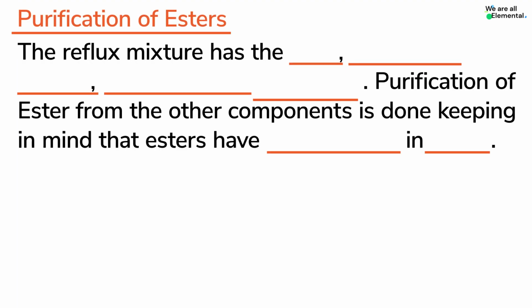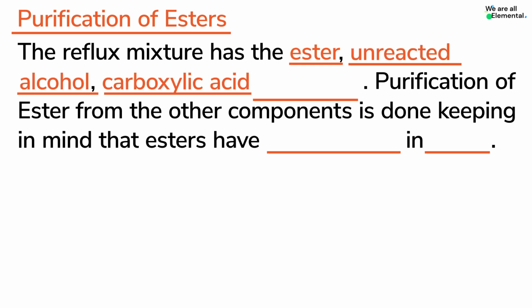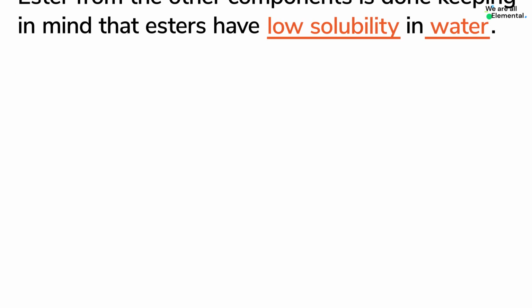Once the ester is prepared by the reflux method, it has to be purified. The reflux mixture has the ester, some unreacted alcohol and carboxylic acids, and the catalyst, that is sulfuric acid. Purification of ester from other components is done keeping in mind that esters have low solubility in water.